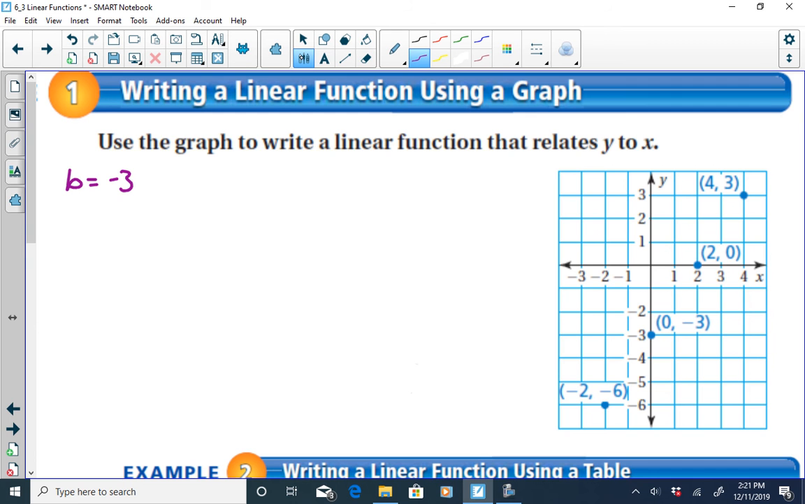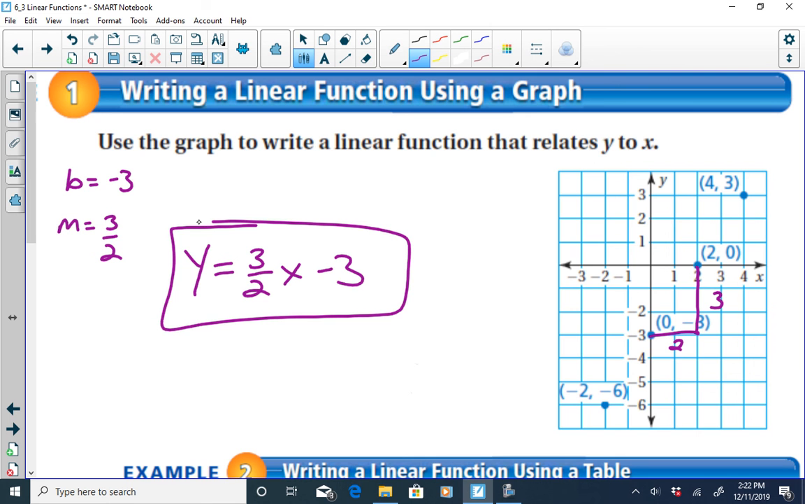All right, but we need our slope, so we need our vertical change, we need our horizontal change. Our vertical change goes from 2 to -3, that's a change of 3. Horizontal change is a horizontal change of 2, so 3 over 2. It's positive because it goes up from left to right, so our m is going to be equal to 3 over 2. And that's all we need to write our equation, right? y equals 3 over 2 times x minus 3, right? That's our graph, and we use the graph to write the linear function.